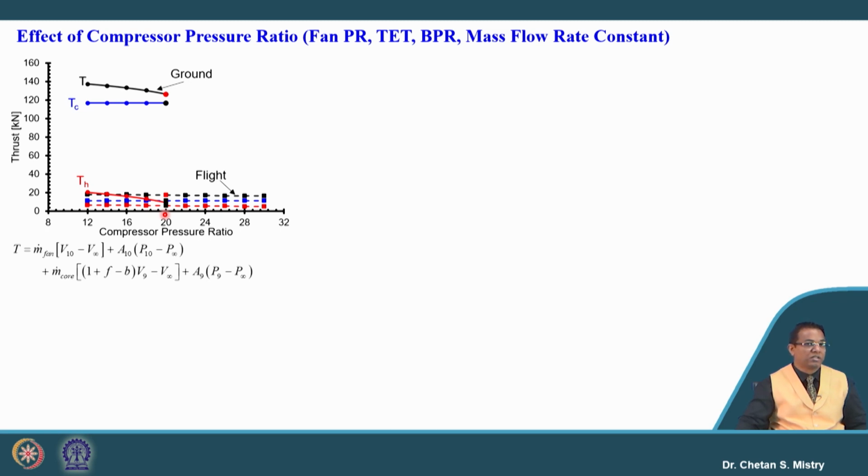Again, in this case, we need more work to be generated by the turbine in order to generate the compression ratio for this particular compressor. Here, all we are doing is at fixed parameters. The fixed parameters are fan pressure ratio, turbine entry temperature, and bypass ratio, and that is the reason why we are having this kind of trend. For the flight condition, we are observing a similar trend to the ground condition.